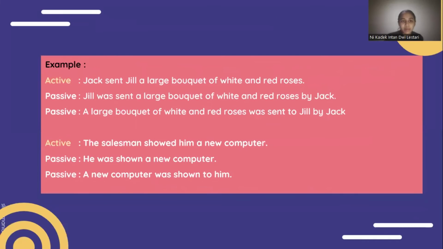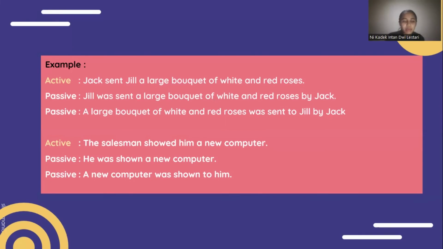And for the example, for active voice is Jack sent Jill a large bucket of white and red roses. For passive is Jill was sent a large bucket of white and red roses by Jack. And we can write another passive sentence: a large bucket of white and red roses was sent to Jill by Jack.